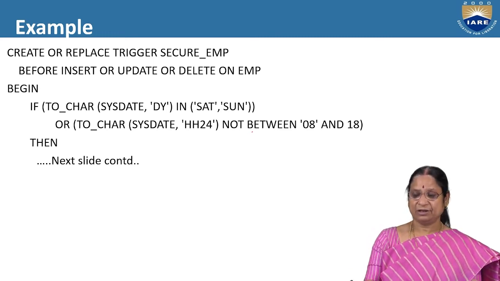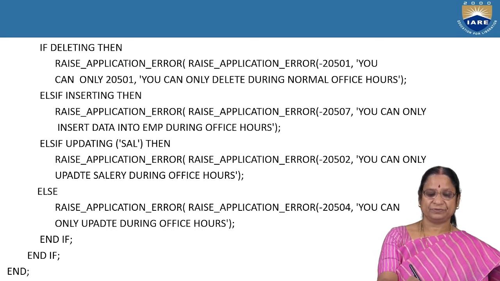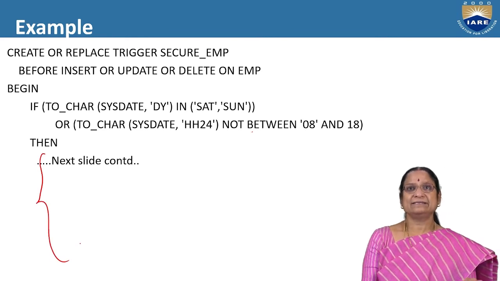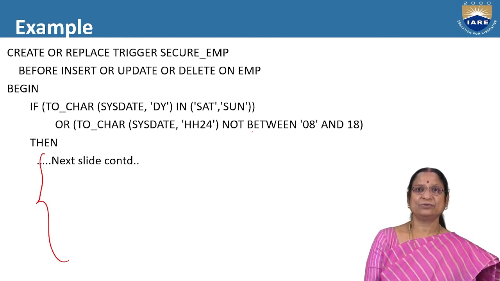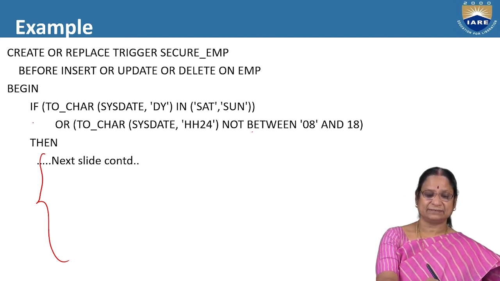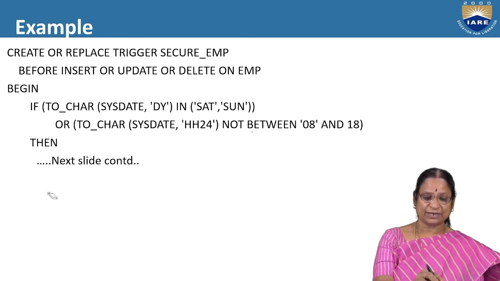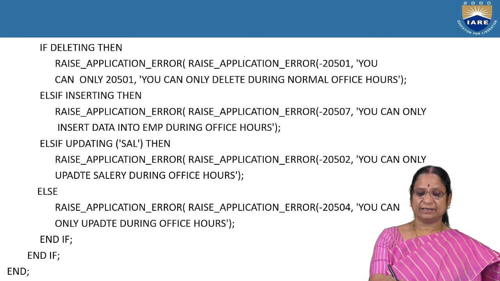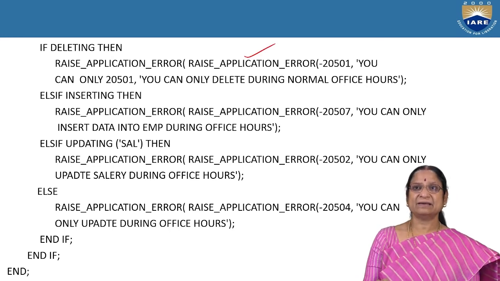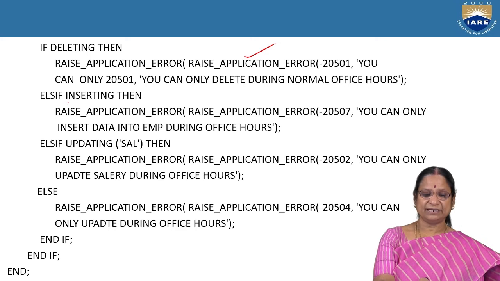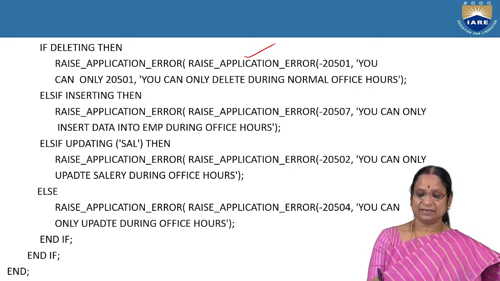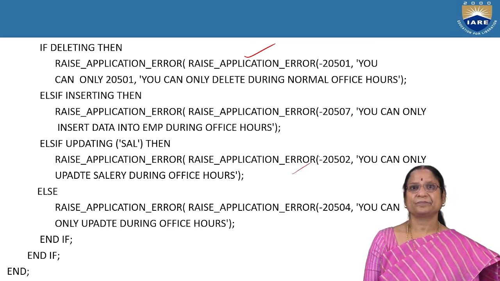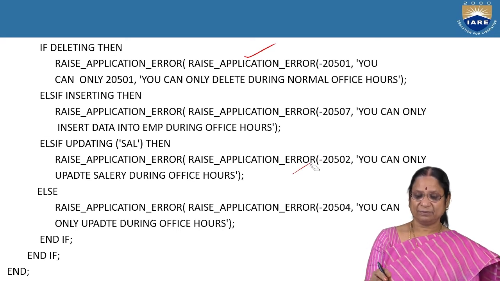Error must be displayed. How are we checking? If deleting, if the condition is satisfied, then we are writing all these things in the true part. The slide is not sufficient, so we continue in the next slide. So the then part, the true part, if this happens, means we should not allow any operations on my EMP table. So if deleting, we raise an application error. Deleting, some error is there. Else if inserting, then some error. Else if updating, some error.